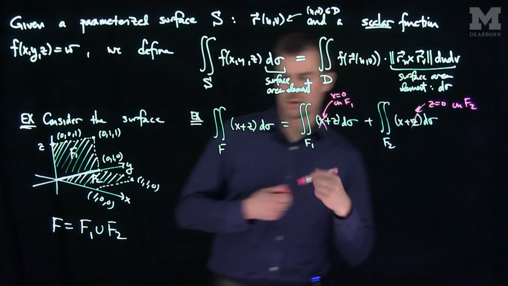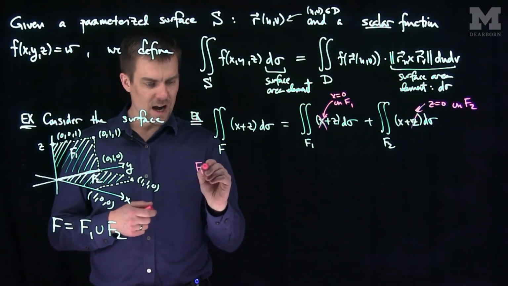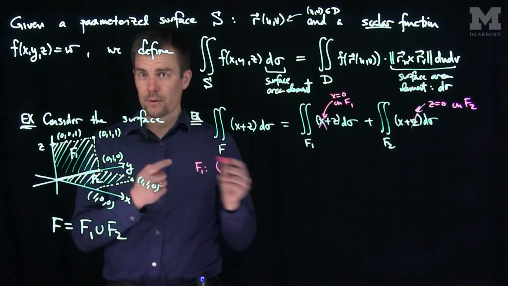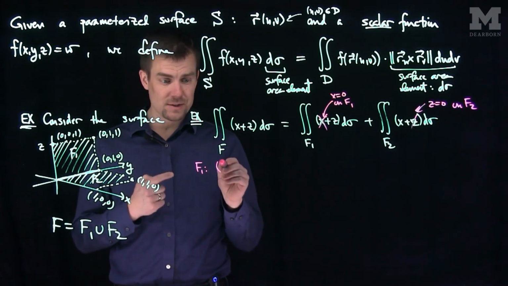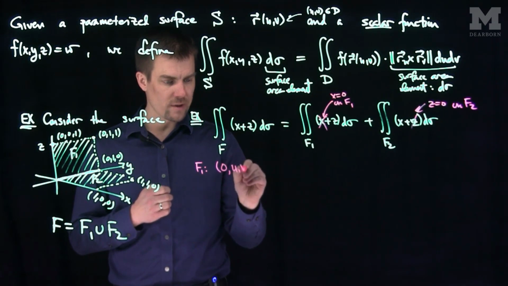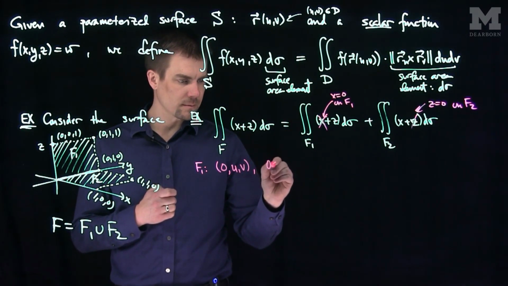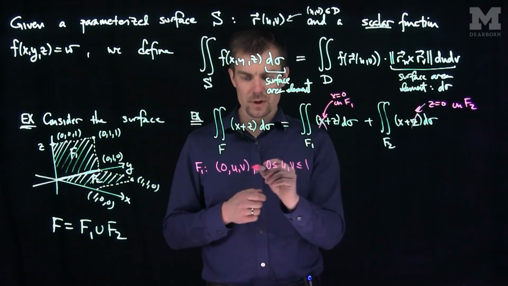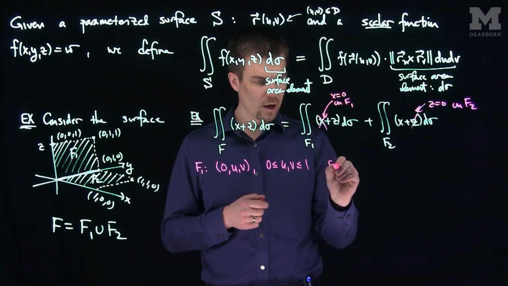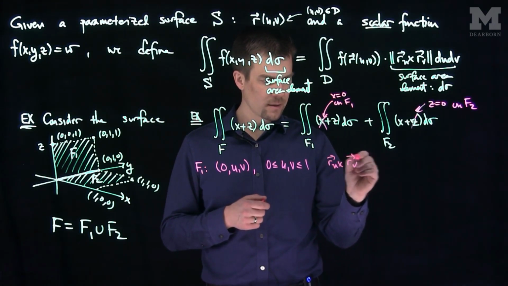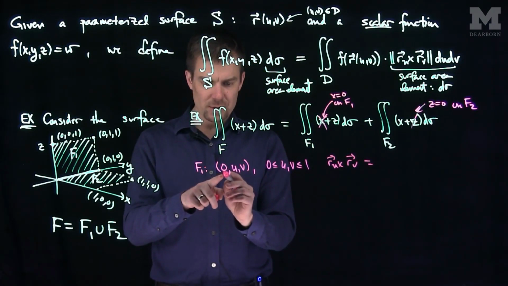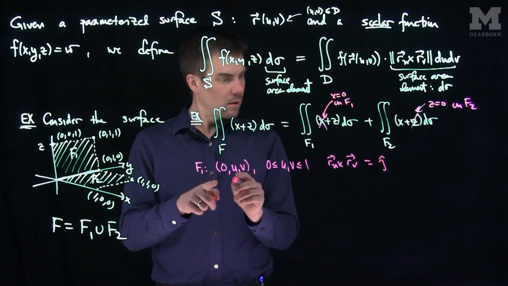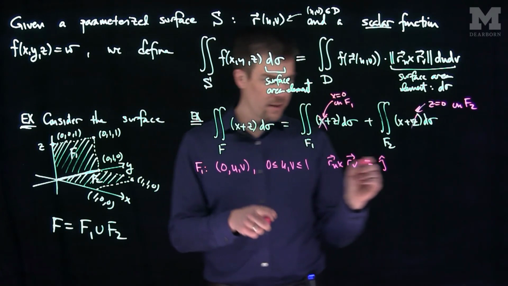Now let's parameterize these surfaces. How do I parameterize F1? On F1, your y and z are free, but your x is 0. So on F1, you have 0, u, and then v, where u and v are both between 0 and 1. For this parameterization, your RU cross RV will be, well, what's RU? RU is going to be 0, 1, 0, so that's j. What's RV? It's going to be 0, 0, 1. That's going to be k.